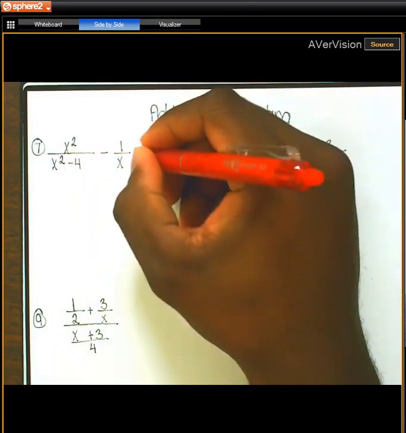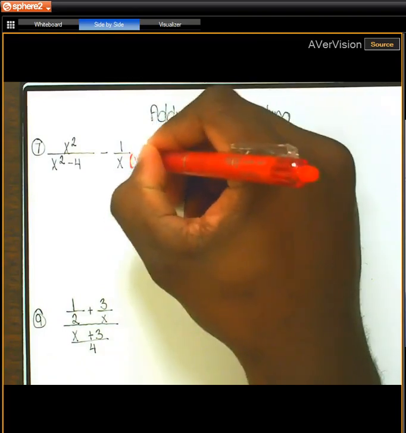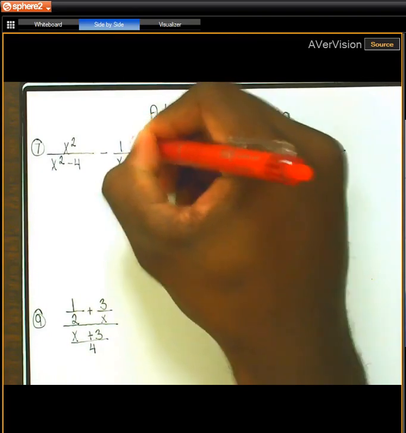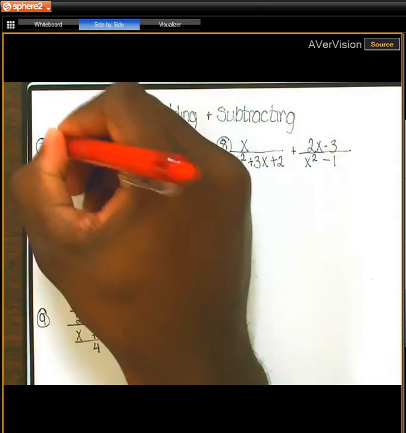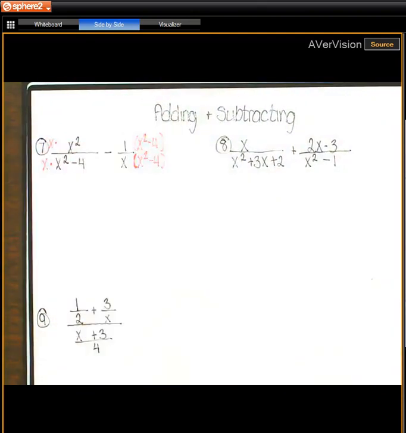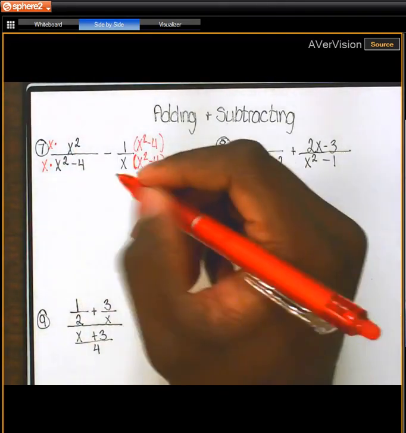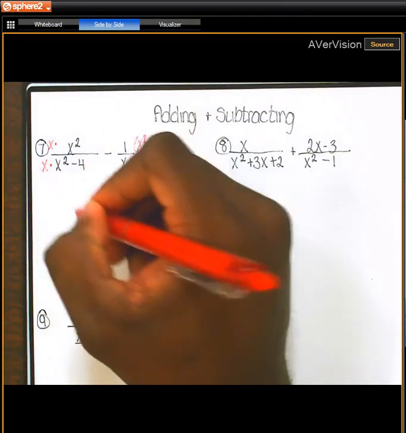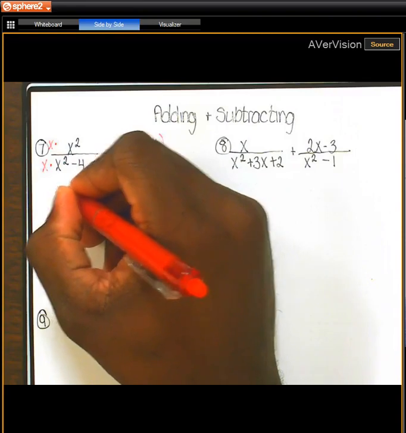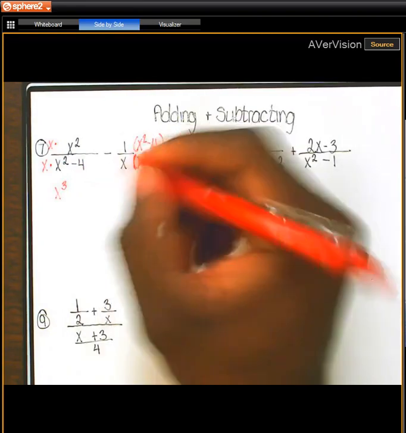So the only thing we can do to get common denominators is to multiply the same thing to both sides. So x squared minus 4, top and bottom on this side, and then x on this side. You remember that? All right, so what's x times x squared? Yes, x cubed. No trick questions.